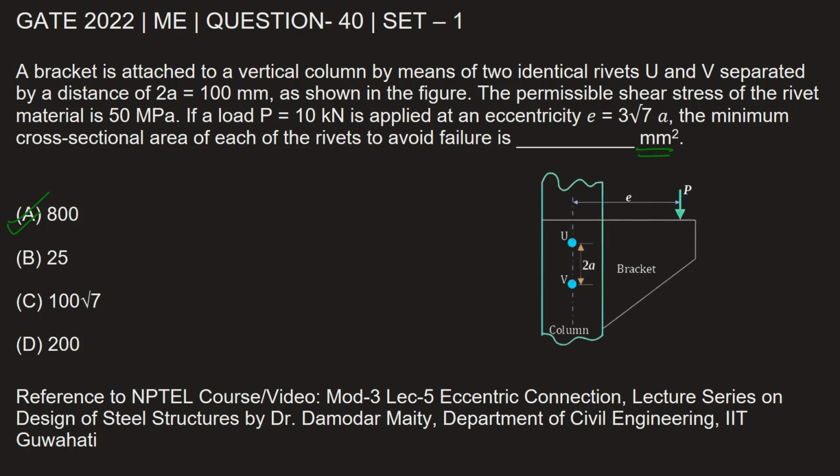800 millimeter square is the minimum cross-sectional area of each of the rivets to avoid failure, because we did consider the safety for design. To learn more about such eccentric connections, you can refer to the NPTEL video, Module 3, Lecture 5, Eccentric Connection. It is from the course lecture series on design of steel structures. The course is taught by Dr. Damodar Maity. He is from the Department of Civil Engineering of IIT Guwahati.